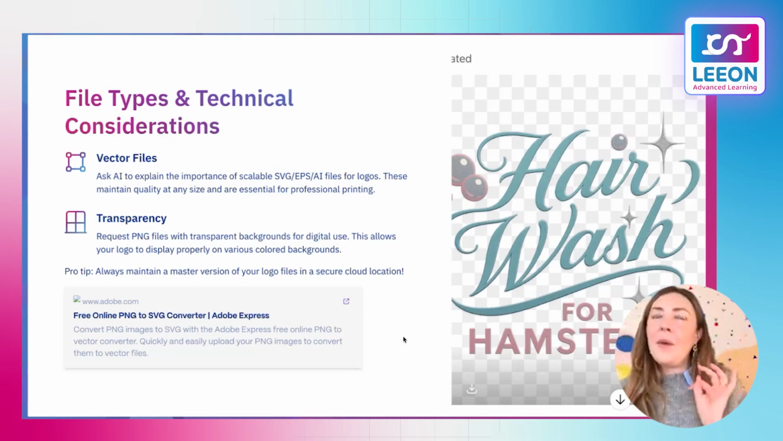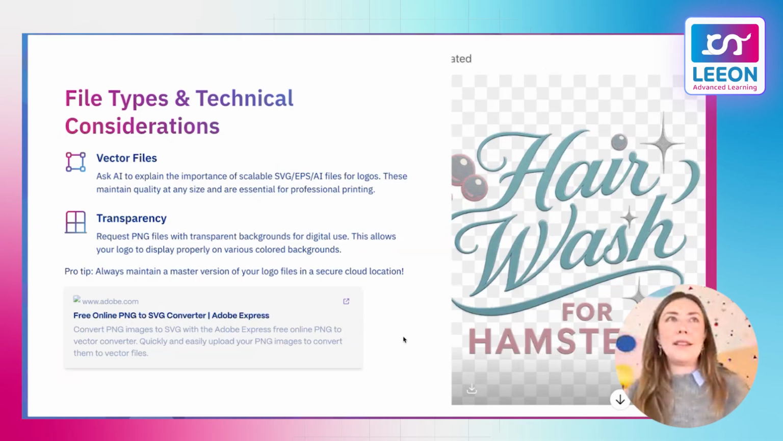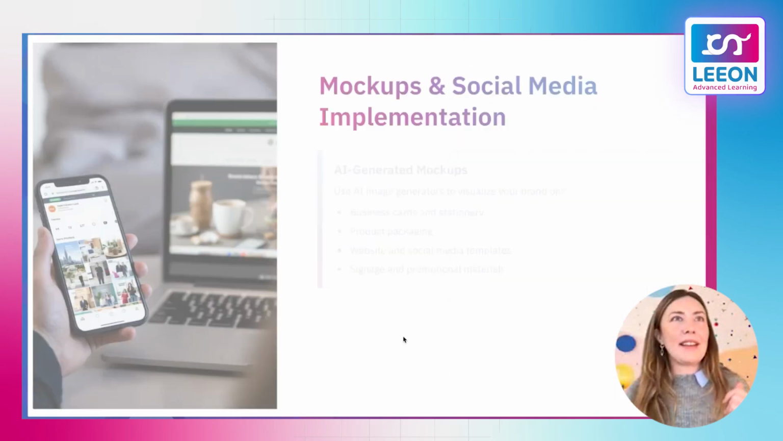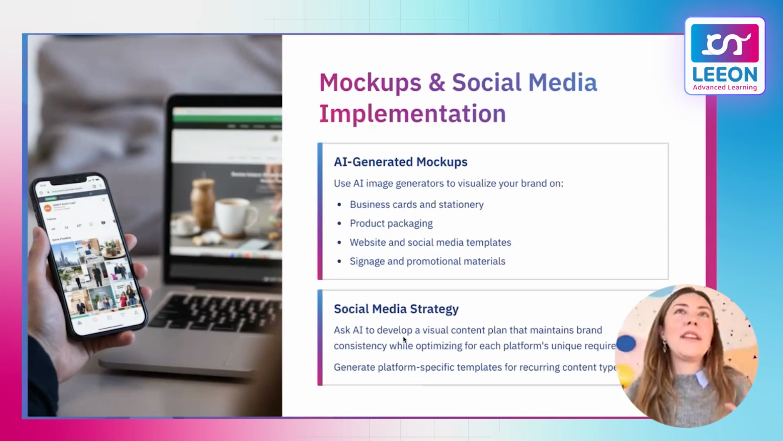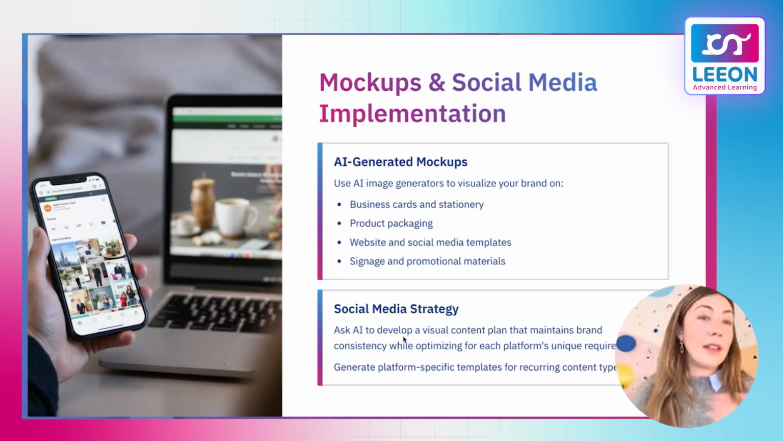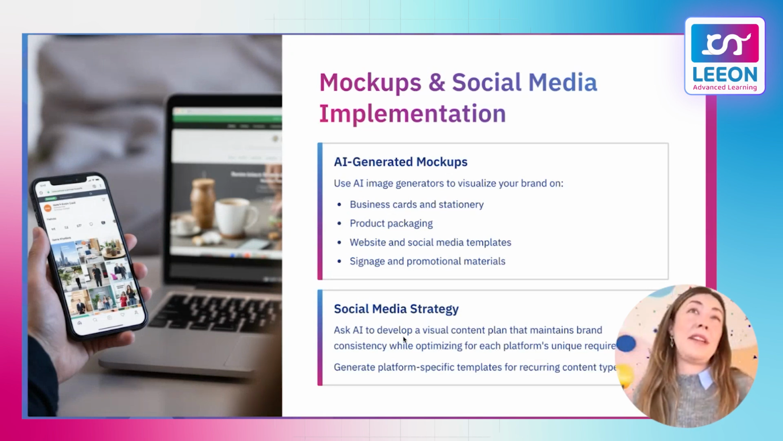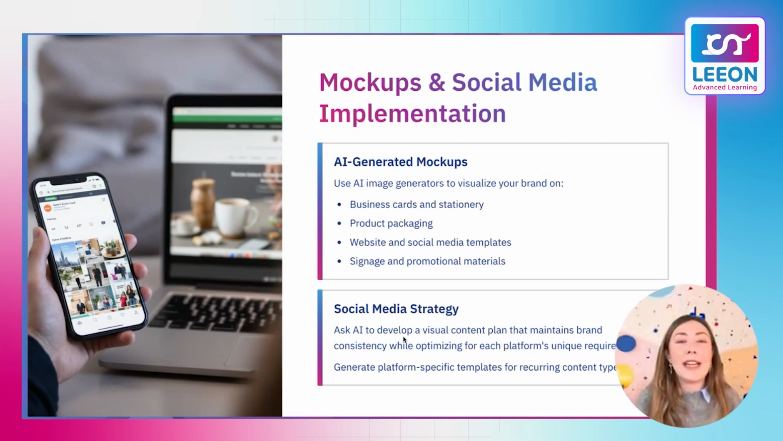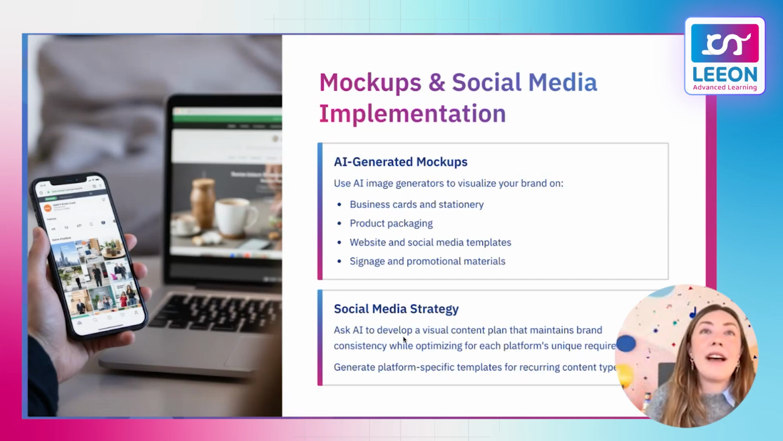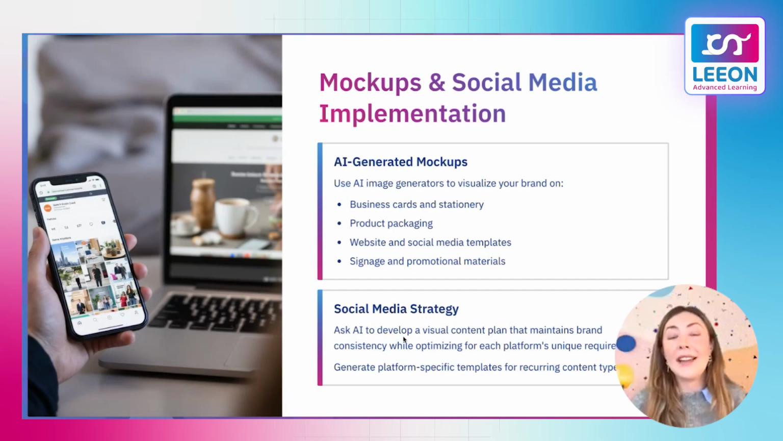All right, so now we've established our lovely logo, we can start getting into some other things. We can use ChatGPT or something like Nano Banana to make very, very convincing mock-ups. So we can make product packaging, mock-ups of websites or social media templates. We can make it into a sign or other promotional materials. This is something that ChatGPT and Nano Banana do really, really well.